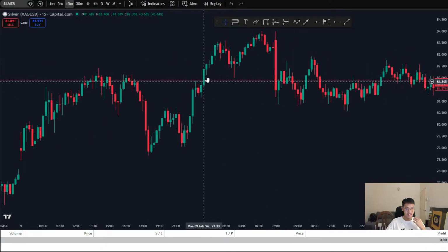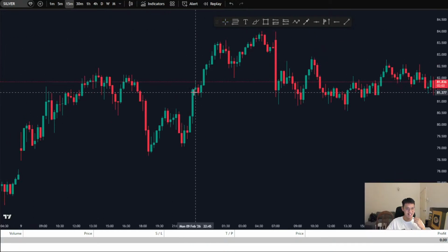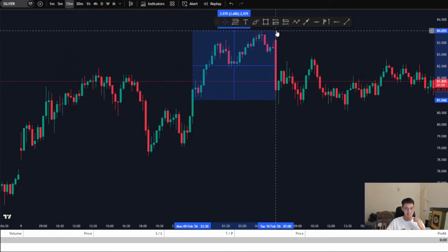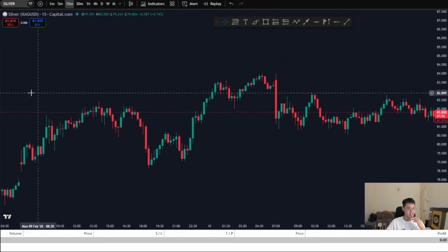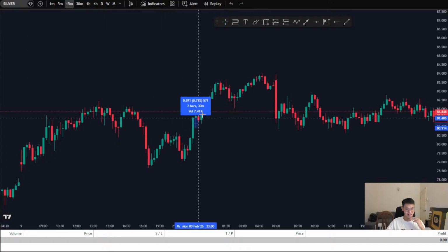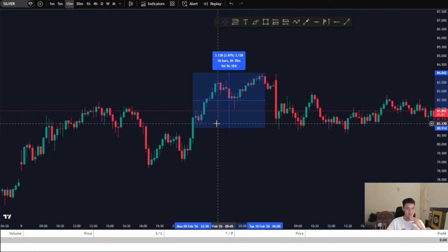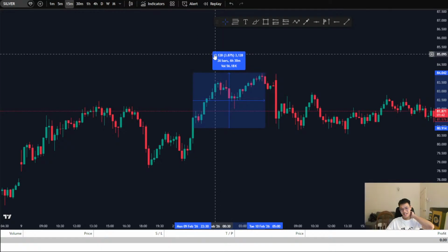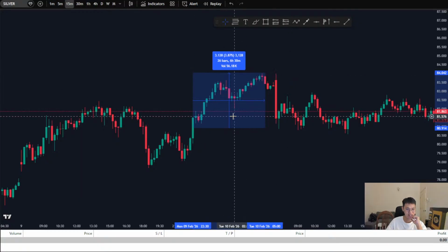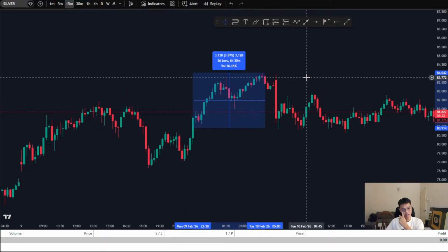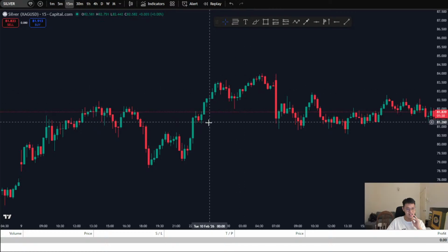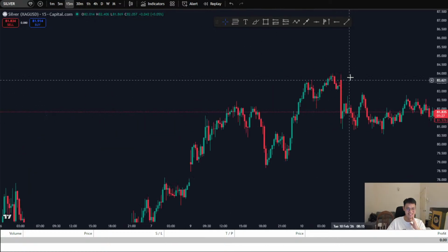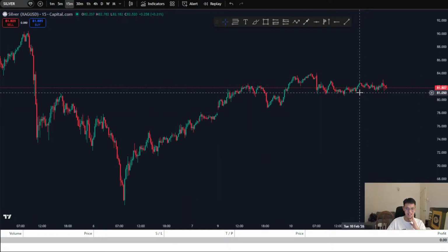Guys, yesterday's pumping was very good. Yesterday I accidentally entered a trade on the silver. It was around 1,500 pips. But I entered a wrong lot size, so I just closed the trade immediately. But when I closed it, the price kept flying. Damn, bro.